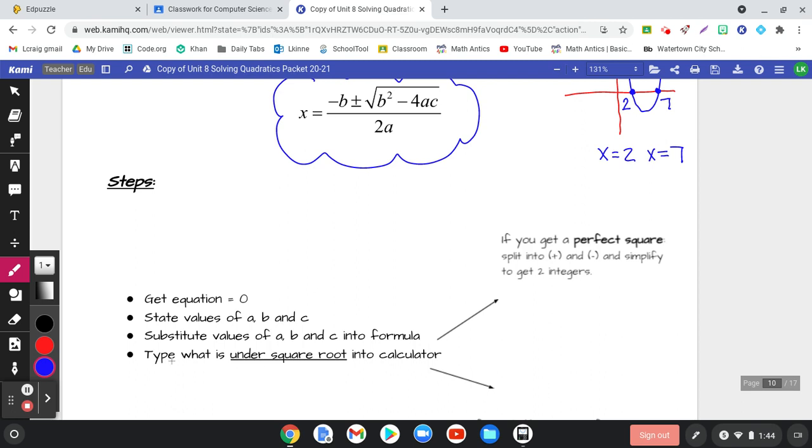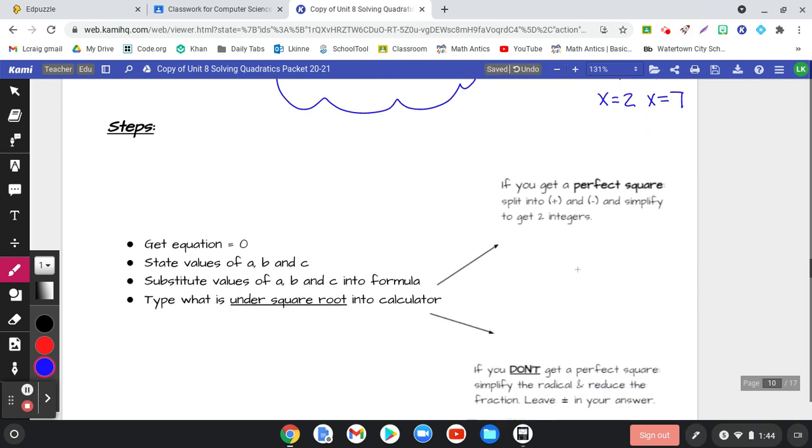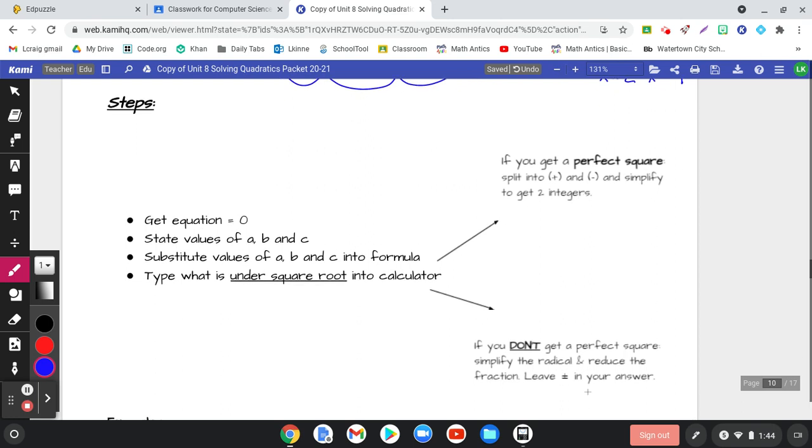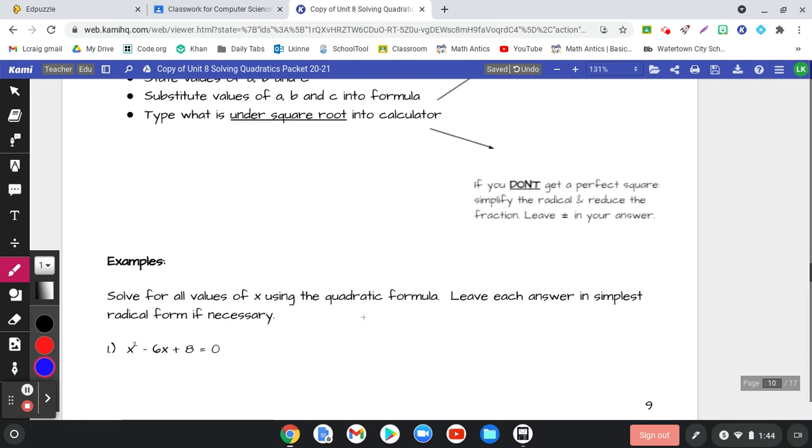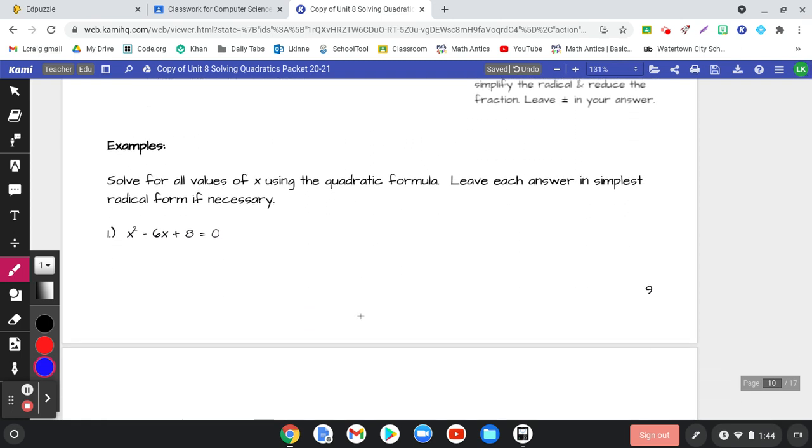And then what you're going to do, and this is important, after you write it down, you're going to type into the calculator just what's under the square root. No square root sign, just that number. And then if we get a perfect square, we'll do one thing. If we don't, we'll do another, but we'll talk about that when we get to it. So let's just get into a couple examples and get started.